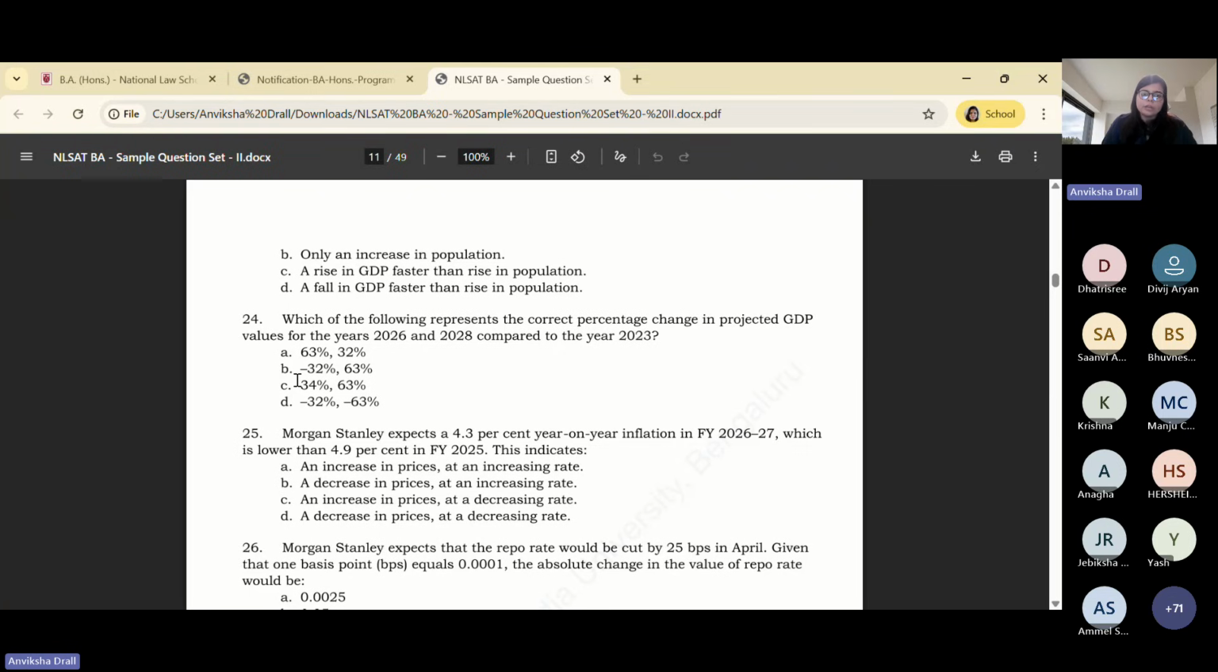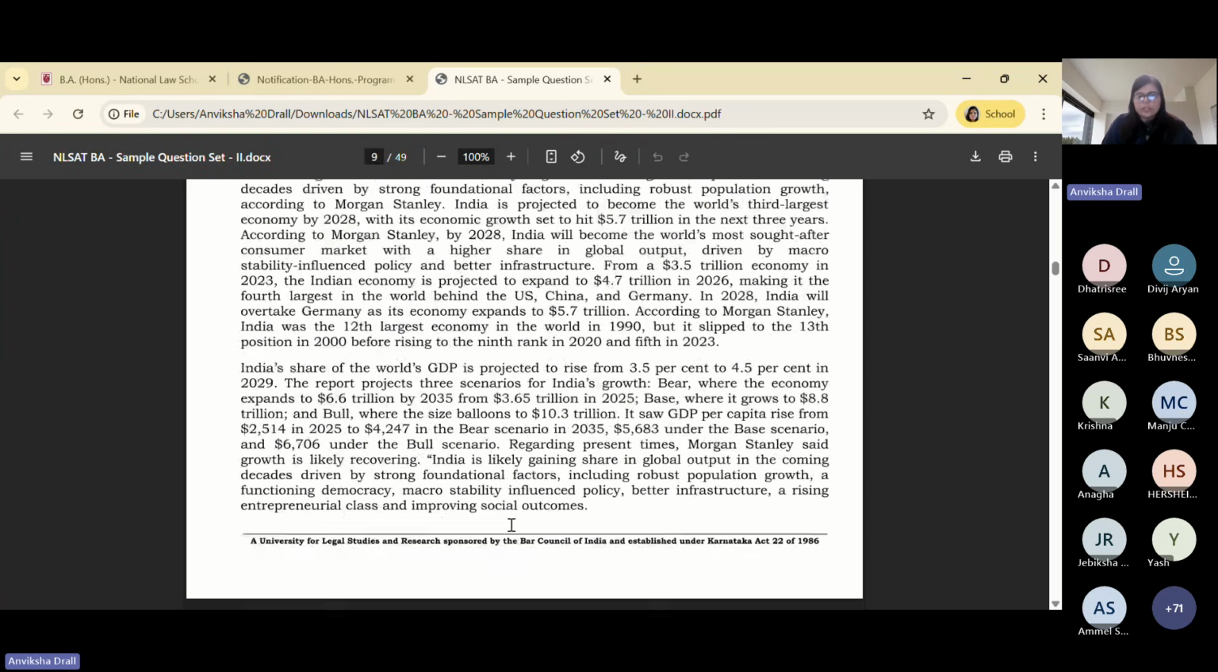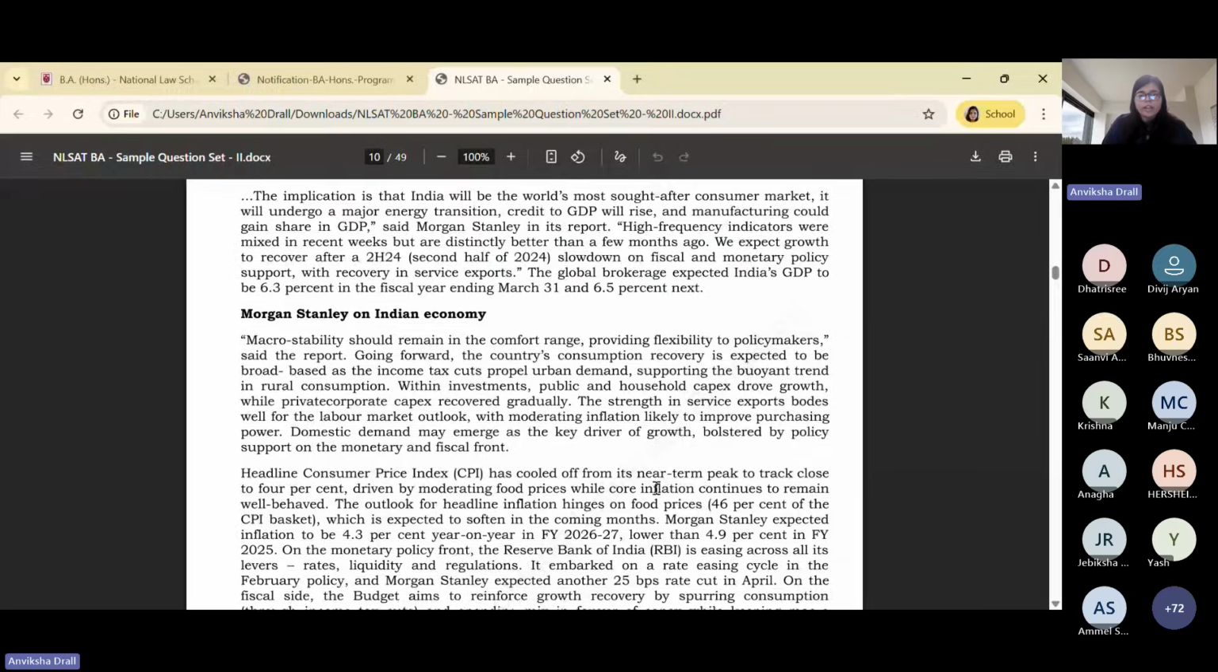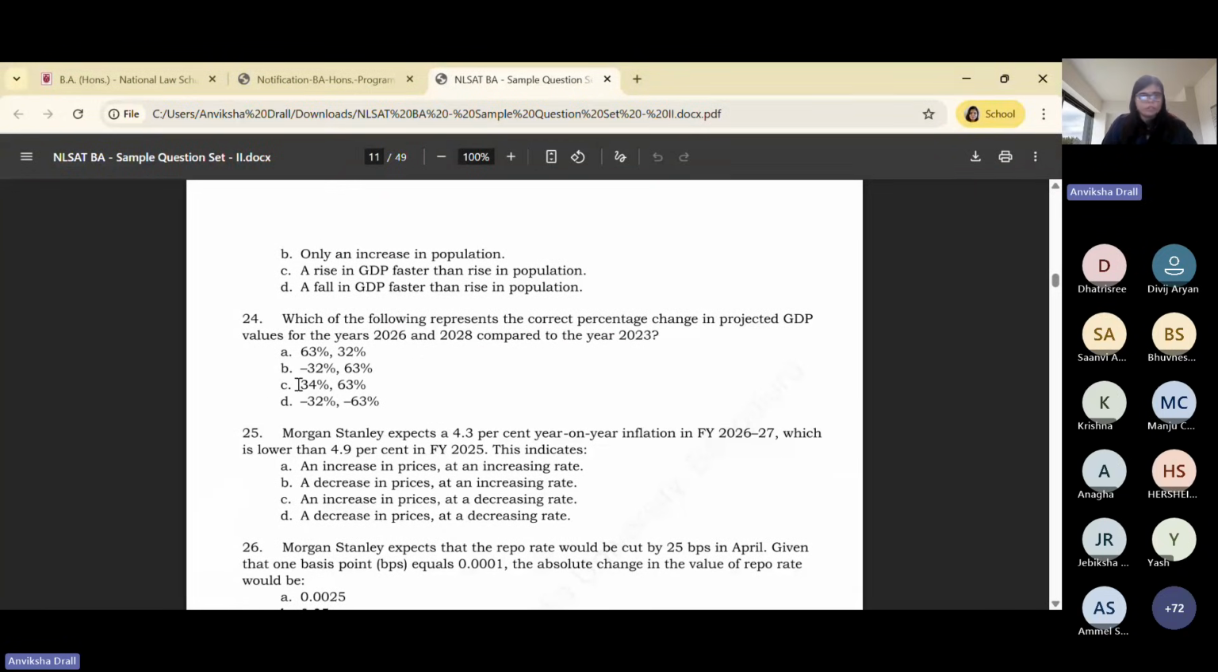So options B and D are ruled out because your GDP is increasing. So either it is A or C. Now you can easily pick any of the years and find out the percentage change. So for 2026, you can calculate the percentage change as 4.7 minus 3.5 by 3.5, and this should amount to 34%, I guess. So let me just check it. Yeah, so the correct answer for this is C.